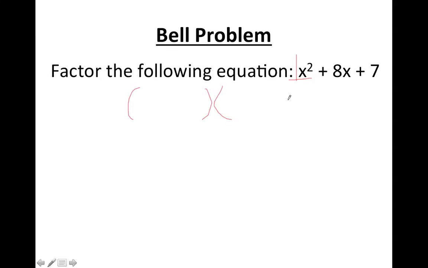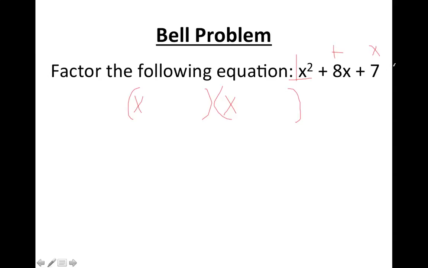And don't mind the bad handwriting. Okay, you take your first term, since you have 2 x's, and you split it up. And since you have 2 parentheses, that means 1x will go in the first spot of both parentheses. Then you will need 2 numbers that multiply to be 7, but add to be 8.